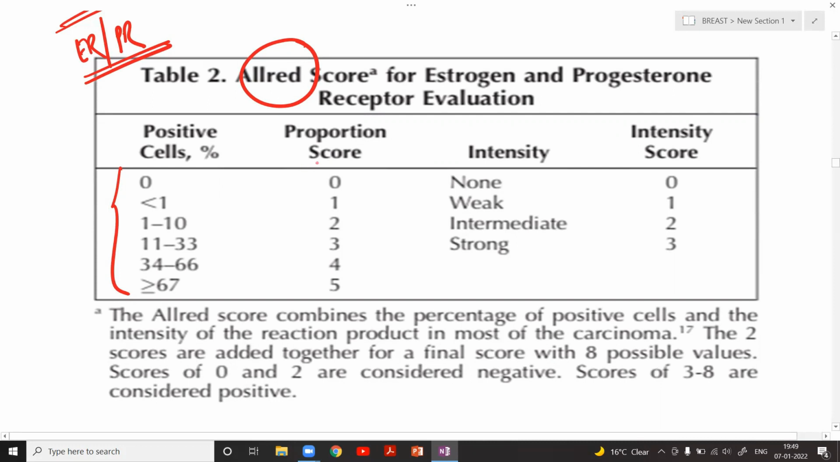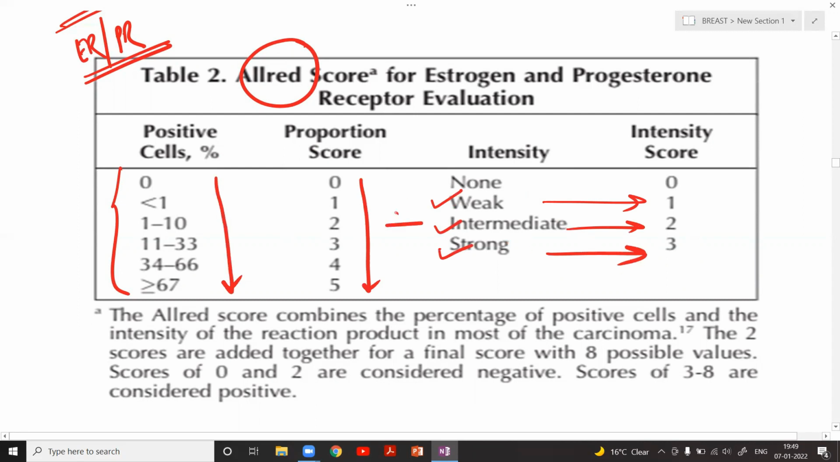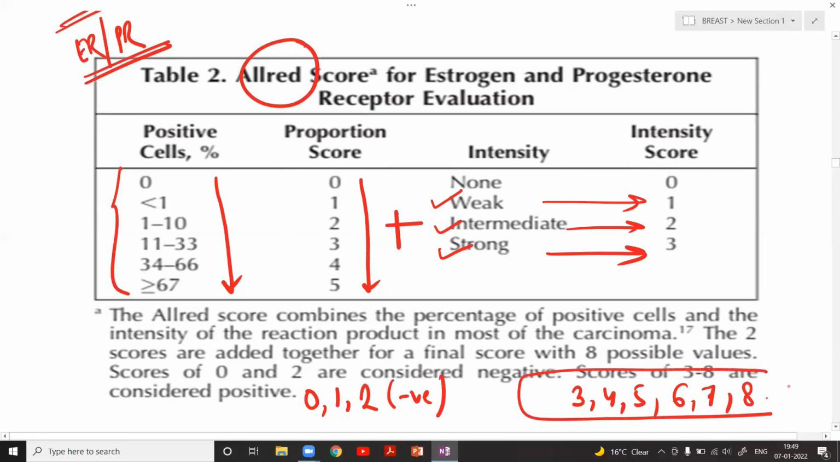Okay, so it depends. So the scoring is done according to the percentage of positive cells. So you can see as the percentage of cells are increasing, the proportion of scoring is also increasing. And also depending on whether the intensity of staining is weak, intermediate, or strong, we have a scoring over here. So what we do, we combine both the scoring. So for example over here, if the score 0, 1, 2, they are considered negative. Okay, the score 3, 4, 5, 6, 7, 8, this is considered to be a positive.